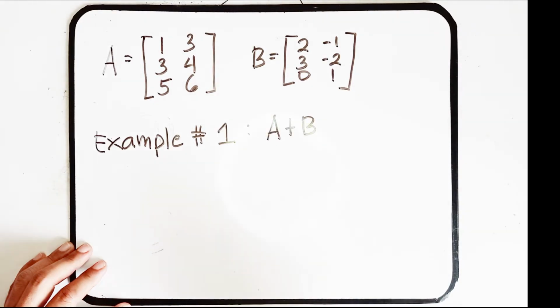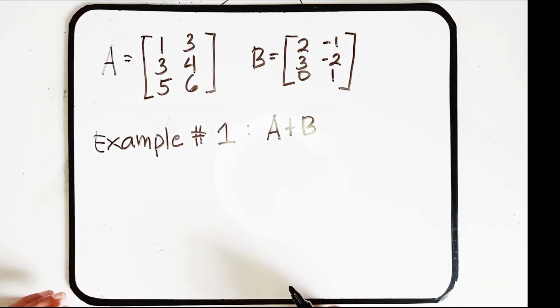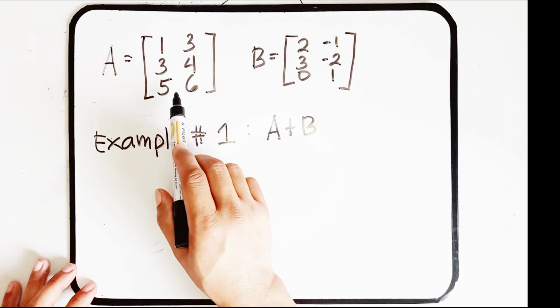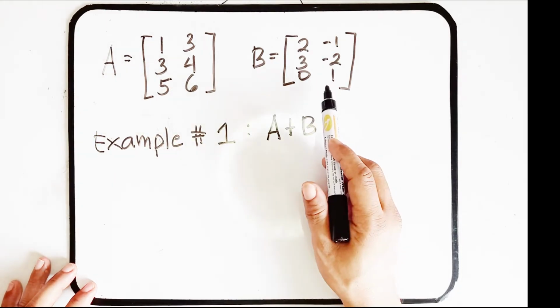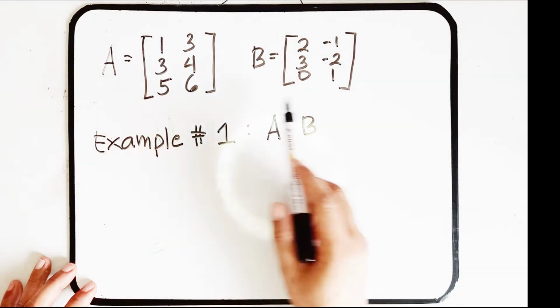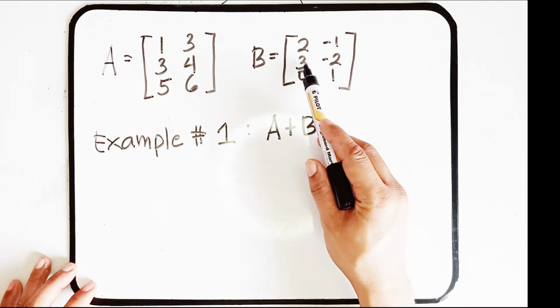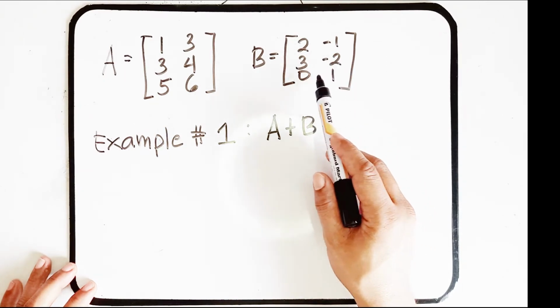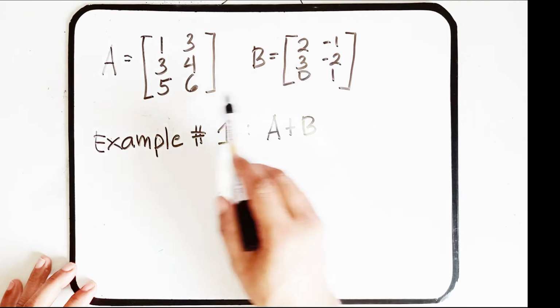Take note of the rules that I mentioned a while ago that you must remember when you are doing addition of matrix, subtraction of matrix, and multiplication of matrix by scalar. For addition of matrix, you must ensure that both matrices are of the same order, meaning the number of rows and columns is the same as the number of rows and columns of the other matrix. So we have 2 columns and 3 rows for matrix A, and 2 columns and 3 rows for matrix B. So they have the same order.